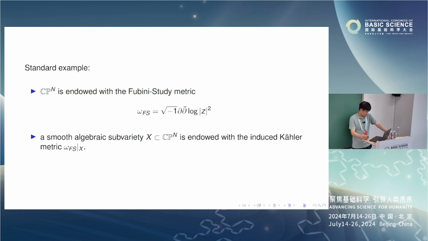A standard example is CP^n with the Fubini-Study metric, and then you can restrict to complex submanifolds in X. Then the same formula will just descend to X.